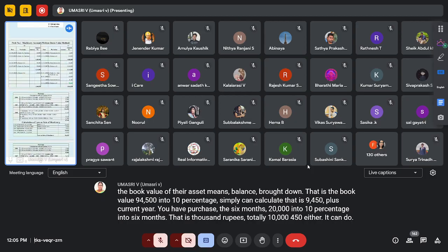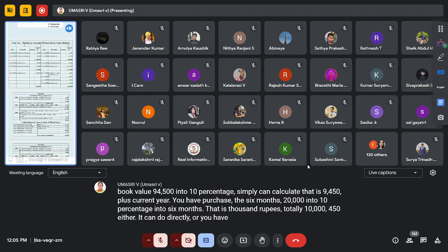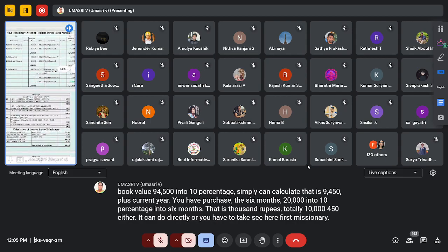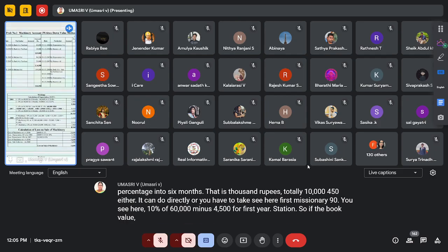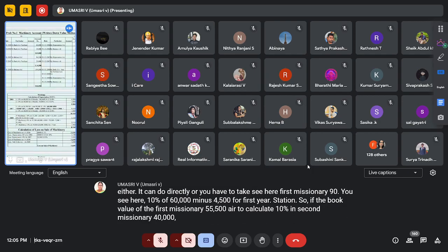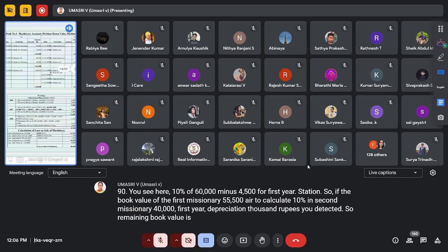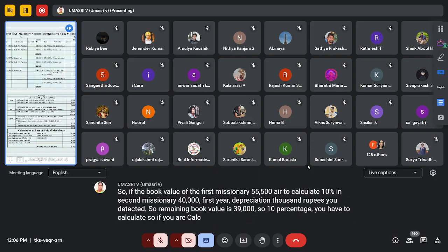Either you can do it directly or you have to take, see here, the first machinery, 10% of 60,000 minus 4,500 for first year depreciation. So the book value of the first machinery is 55,500. You have to calculate 10%. Second machinery 40,000, first year depreciation 1,000 rupees you deduct. So the remaining book value is 39,000. So 10% you have to calculate. If you are calculating individually, also the same answer.